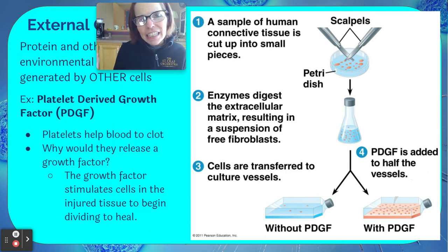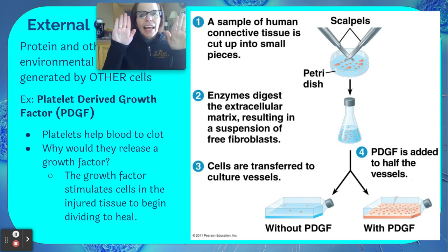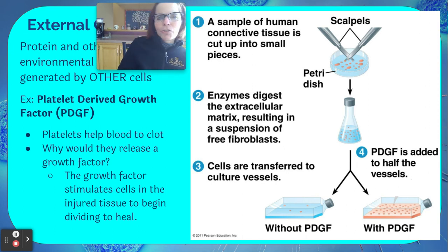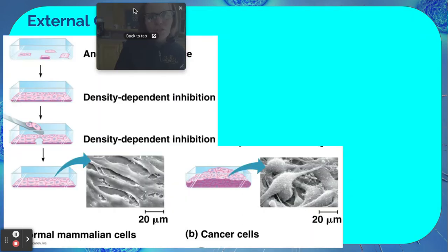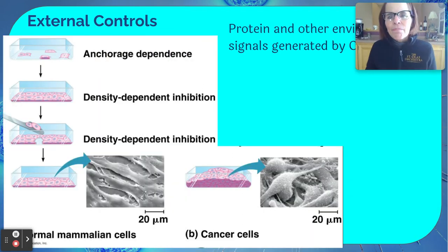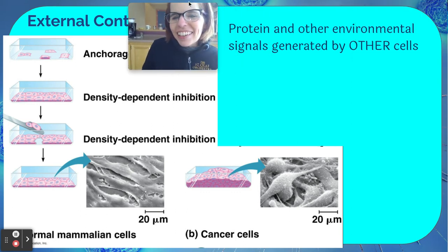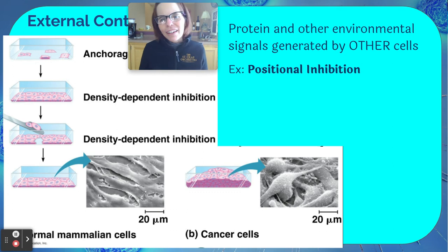And I want you to notice this diagram. They divide until they fill the container and then they stop. And that's going to be our next external control. The next external control, give me a second to get my picture out of the way. No, not in the right place. Okay, it says protein and other environmental signals are generated by other cells.